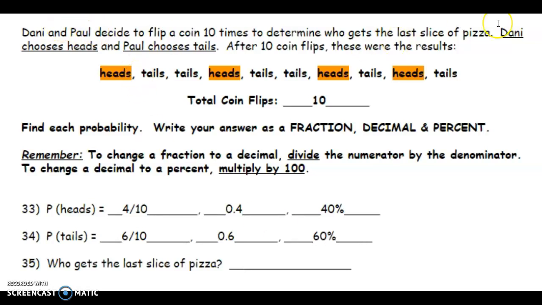So I know that Danny chose heads and Paul chose tails. So Paul has a higher chance, which is 60%, therefore he will get the pizza.